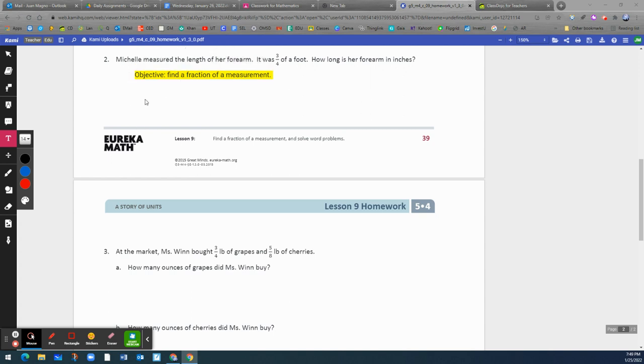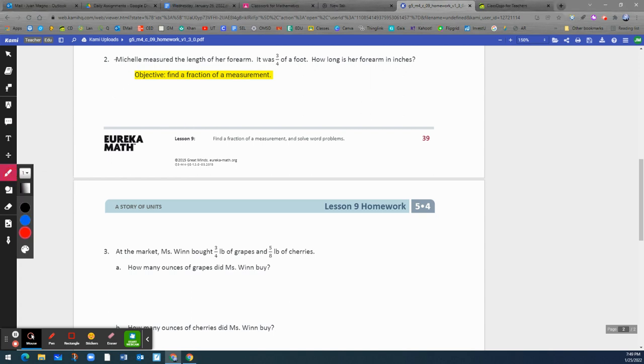Now, in this example, we're going to look at a word problem, so it is easier for you to set it up when you get to word problems. So here we go. The first thing is to read. Remember, math is reading and understanding what you are looking at.